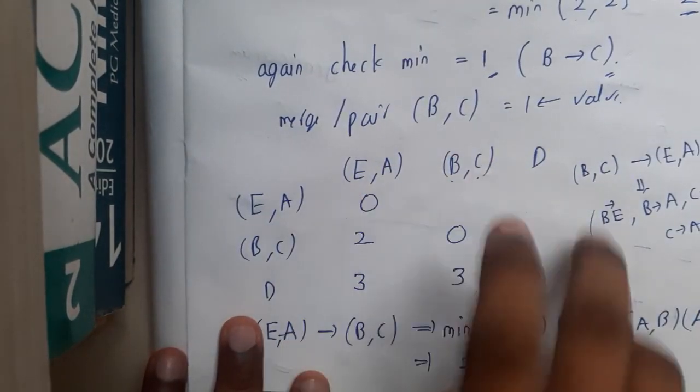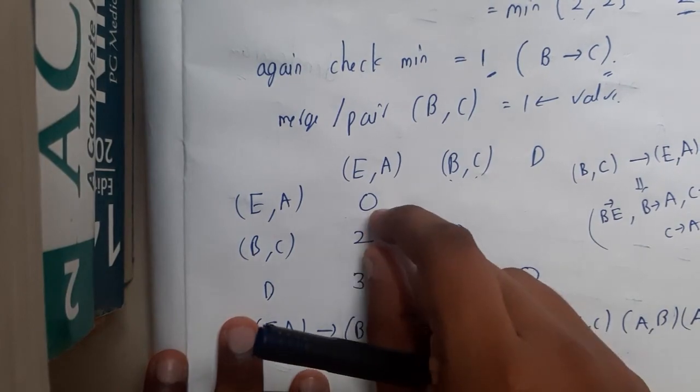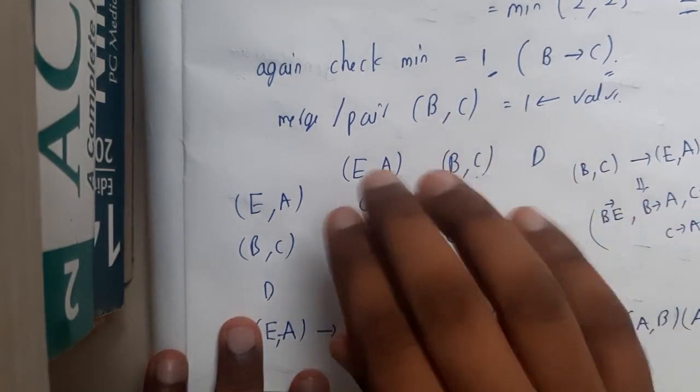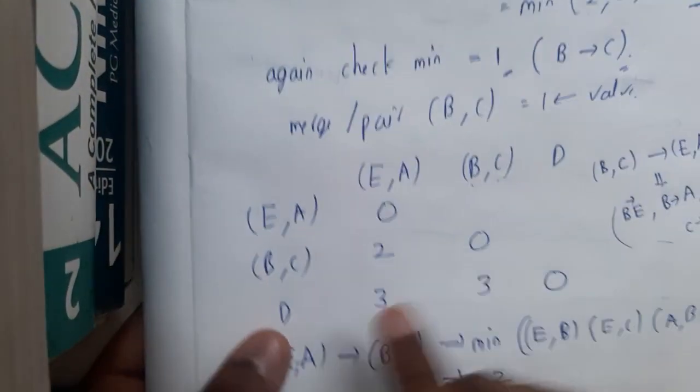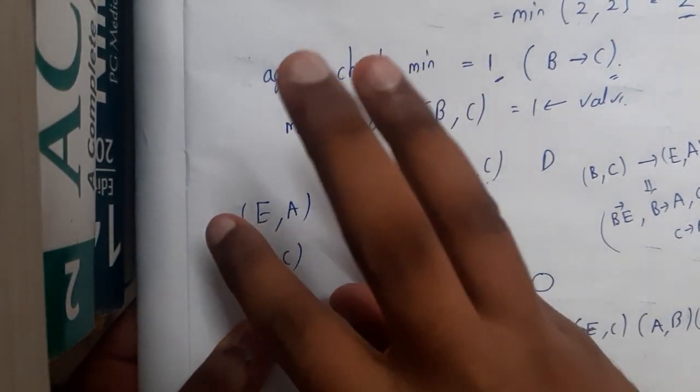So basically the whole game is that only, guys. You'll be always checking the minimum values, you'll be writing them. Which is minimum, you'll combine them. Simple, right? So now the minimum is this, right? So the minimum is 2. So what are these things? BC and EA. So now you combine these two clusters.